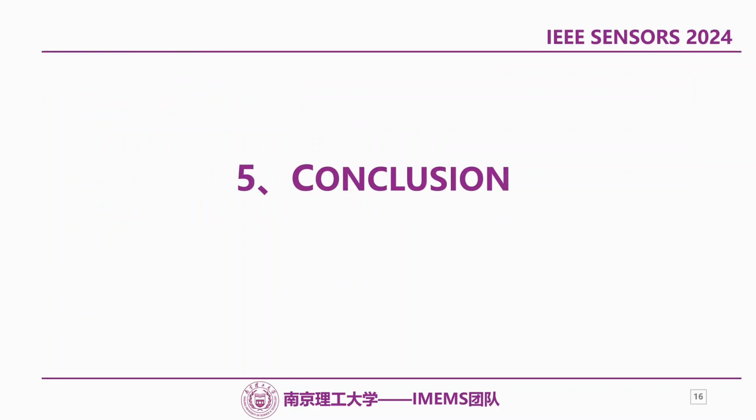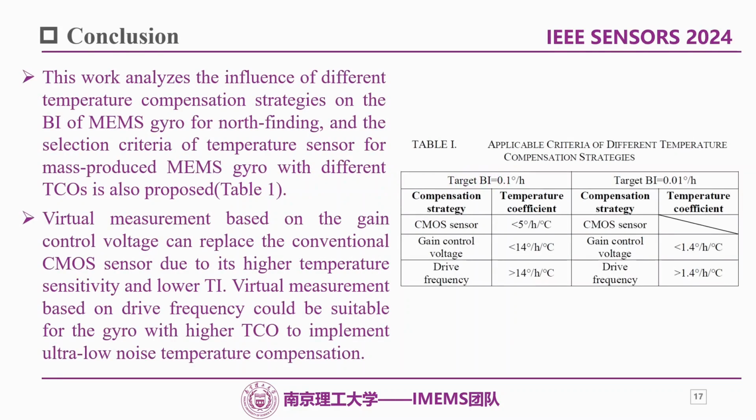The conclusions of this study are given in the paper. This work analyzed the influence of different temperature compensation strategies on the BI of MEMS gyro for north finding, and the selection criteria of temperature sensor for mass-produced MEMS gyro with different temperature coefficients is also proposed, as seen in Table 1.